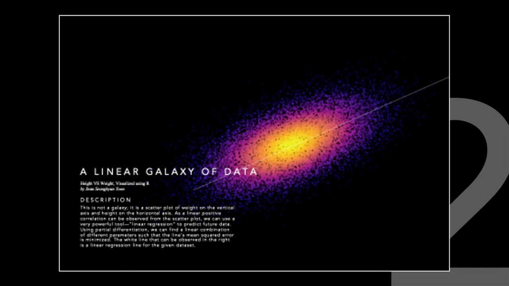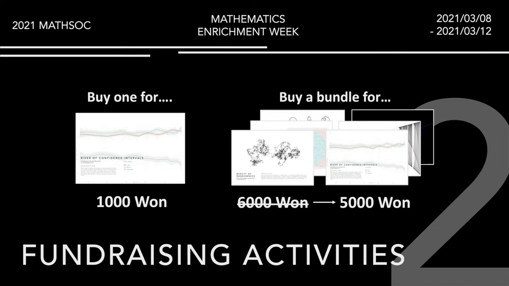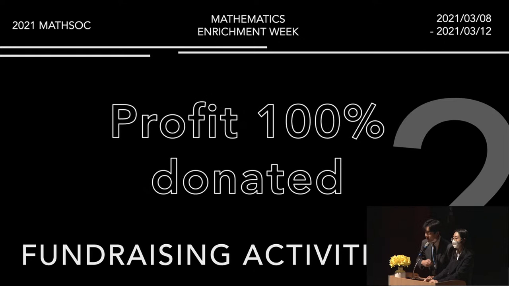You can buy one postcard for 1,000 won, and you can buy a bundle for 6,000 won, but actually 5,000 won because we'll give you a 1,000 won discount, so buy the more expensive one. Again, the profit is going to be 100% donated to a local orphanage and a North Korean defector school, so your money is going to be used for a good cause.